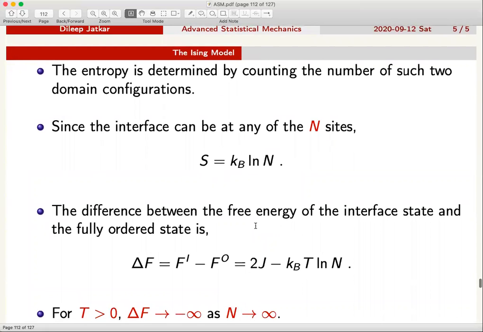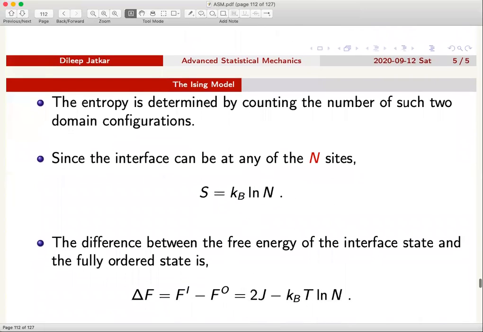Then you have a minus T times S piece, which is there for the interface, but not there for the ordered state. So that's why the difference between the free energy of the interface versus the free energy of the ordered state is 2 times J minus KB times T times log N. Is that okay? Is this fine?